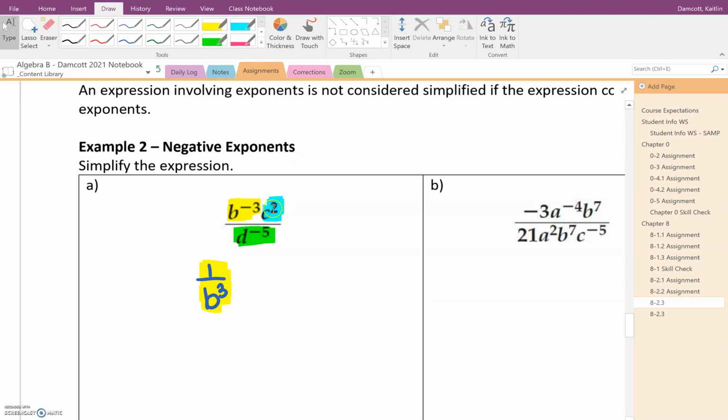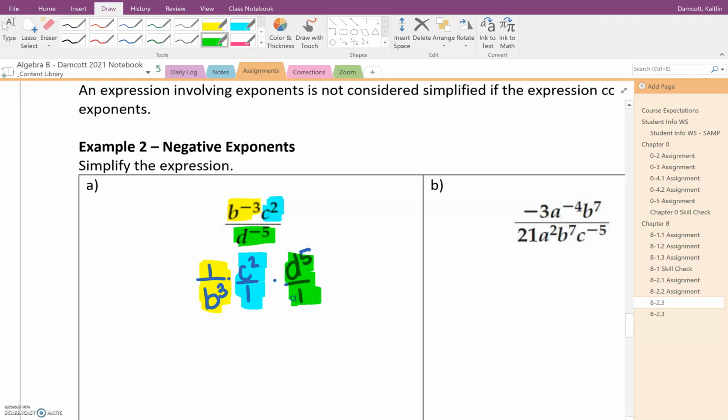Now the blue piece, c to the second, that c is raised to a positive power, so it doesn't change at all. It's just c to the second. And if we wanted to, we could put it over 1. And then finally we have this d to the negative fifth, which is on the bottom. So to make the exponent positive, we can push the d to the top, so it's d to the fifth over 1. So I just took it from being on the bottom with a negative exponent, pushed it to the top, and gave it a positive exponent.